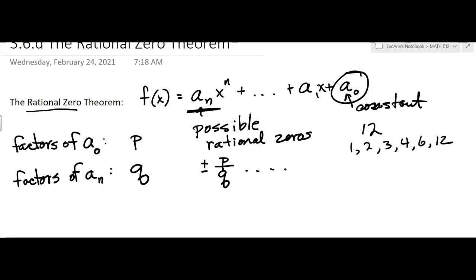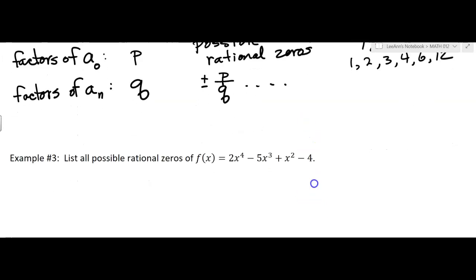Okay, so it's probably easier if I show you on an example. Let's see, one more thing I was going to say. These are just telling you possible rational zeros. They're not telling you what the zeros are, okay? I just want to emphasize that.